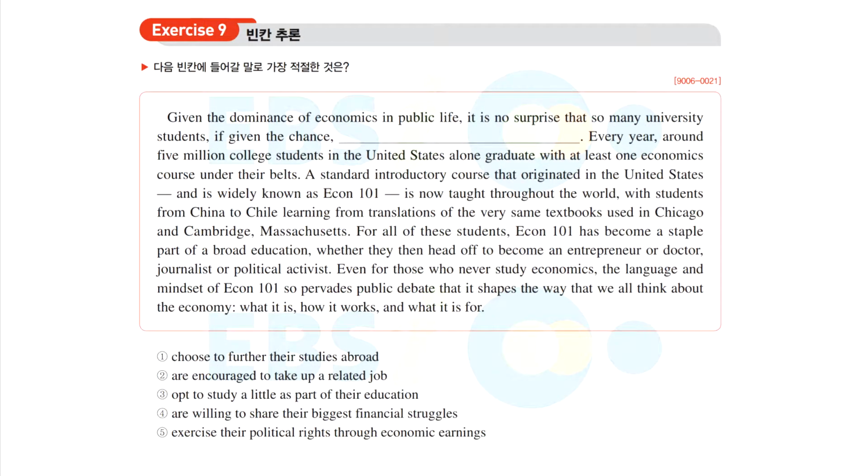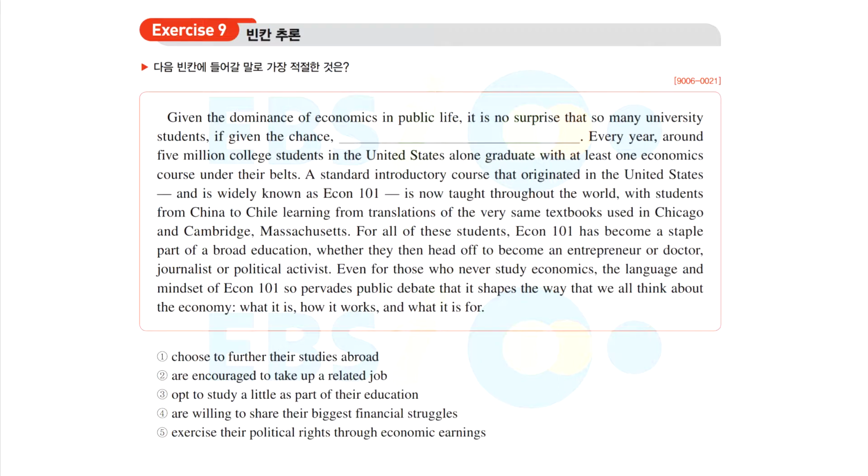Exercise 9. Given the dominance of economics in public life, it is no surprise that so many university students, if given the chance, opt to study a little as part of their education. Every year, around 5 million college students in the United States alone graduate with at least one economics course under their belts.